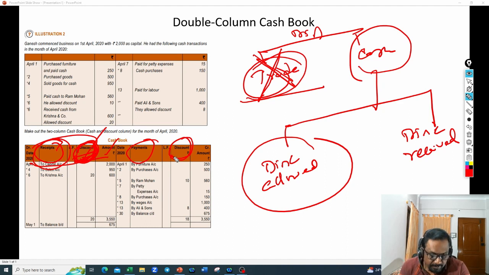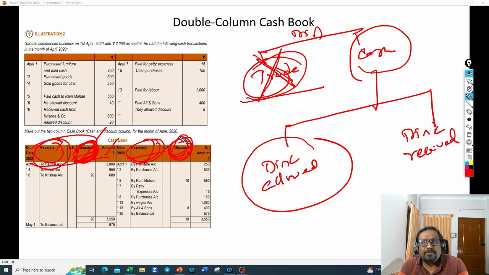One way of looking into it is, since when I make the payment, I get the discount, this discount has to come in under payment side. That is one way of looking into it. The other way is, discount received is an income for me. All incomes and gains have to be credited. So that is the reason discount is credited here.